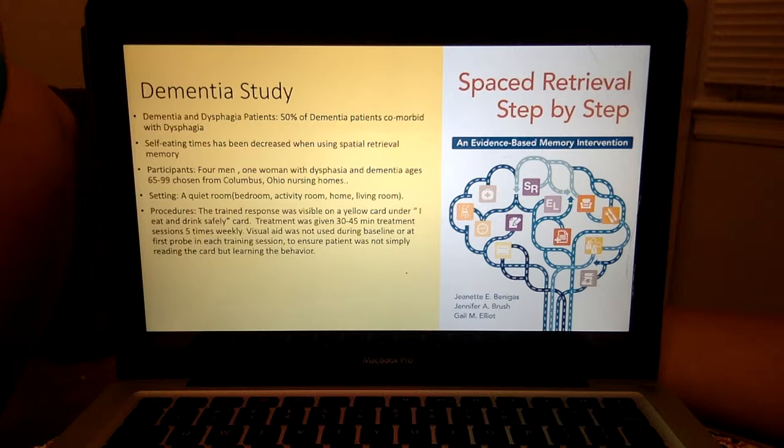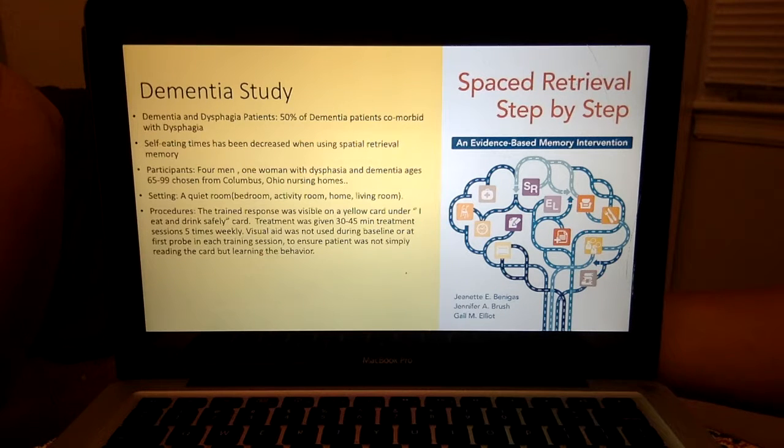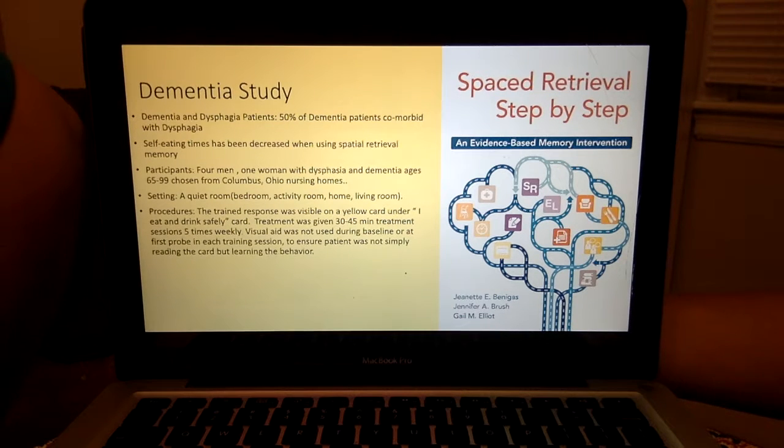The setting used was a quiet room, either isolated in a bedroom, an activity room, home, or living room. During the procedure, there was a trained response visual on a yellow index card that read, "I eat and drink safely." The treatment was given over 30 to 45 minute intervals, 5 times every week. The visual aid was not used during the baseline session, but a visual aid was used in the next sessions.